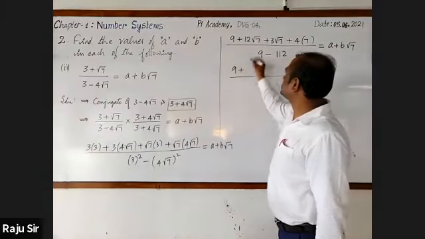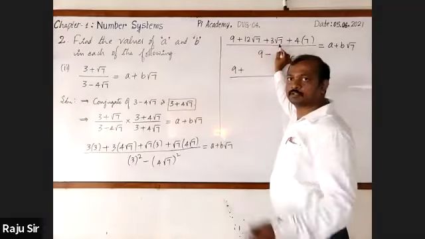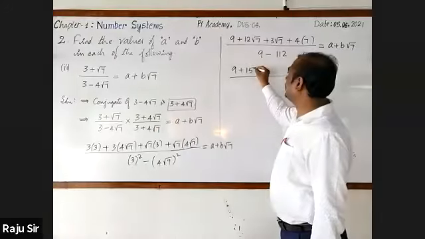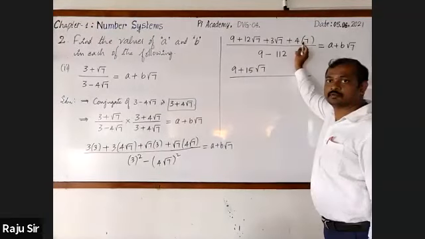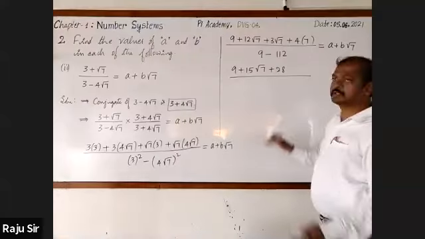Sir, we should add root 7, 3 times root 7. How much? 12 plus 3 is 15 root 7, sir. 15 times root 7. Next, 4 into 7, sir, 28, sir. Very good.